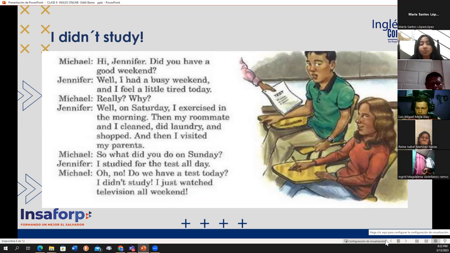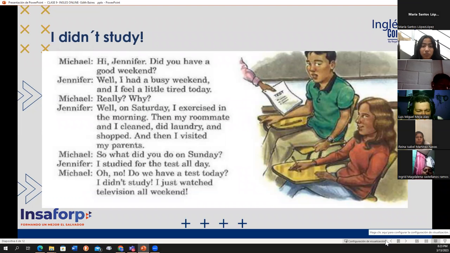Okay, so he didn't study. Did you identify the past tense? Tenemos preguntas en pasado, y tenemos también las respuestas en pasado. Okay, the first question that we have is: did you have a good weekend? Ahí podemos identificar el auxiliar did en la pregunta. Did you have a good weekend? ¿Tuviste un buen fin de semana?